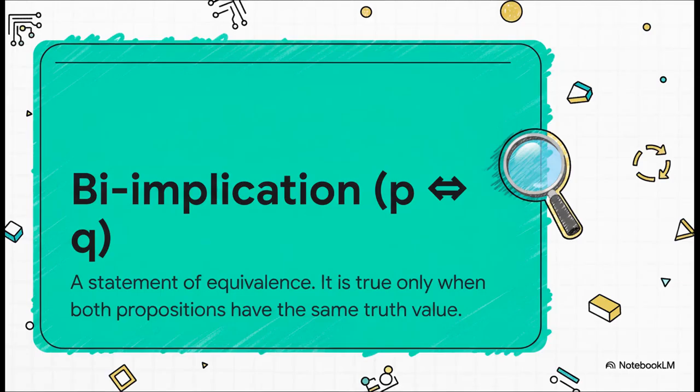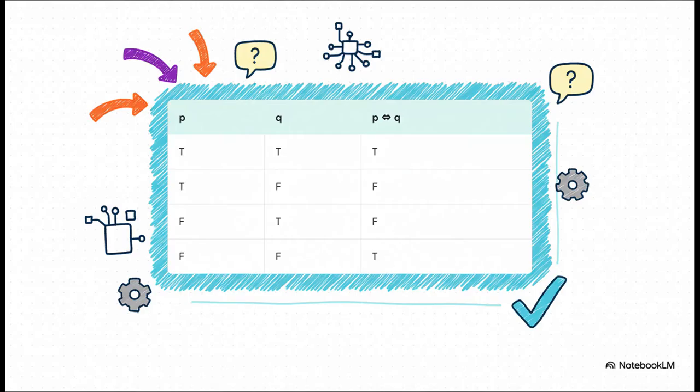And that brings us to our final connective, and this one is the heavyweight champion: bi-implication, or "if and only if," with this double arrow. This isn't just a one-way promise like the last one. Oh no, this is a statement of total logical equivalence. It's saying that P and Q are basically interchangeable. And the truth table just proves it. It's as clear as day.